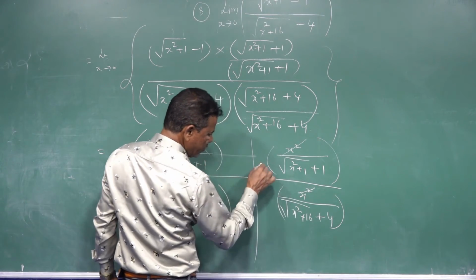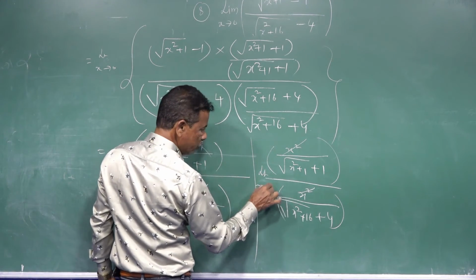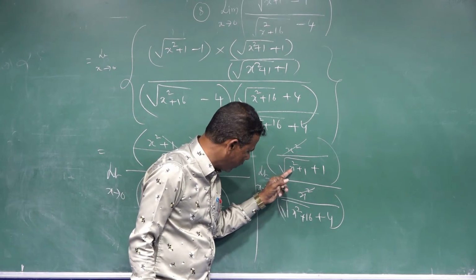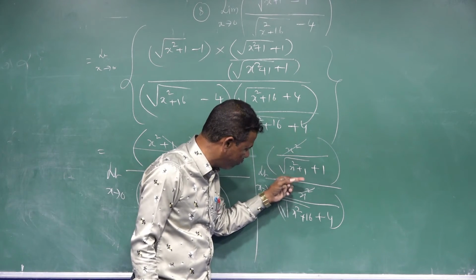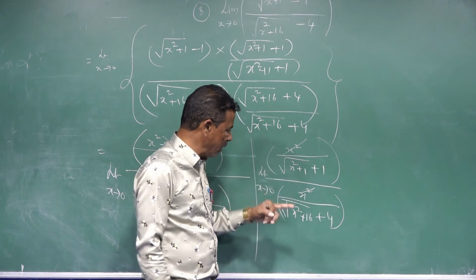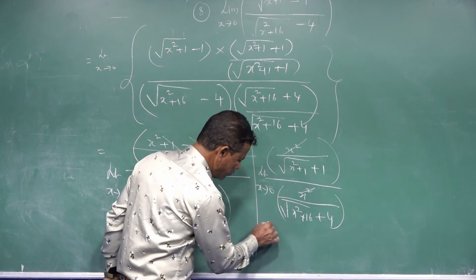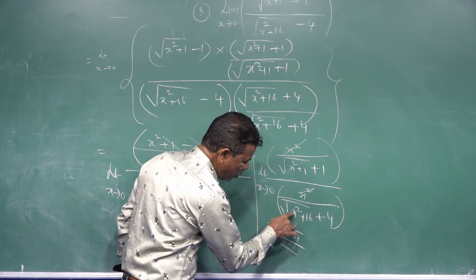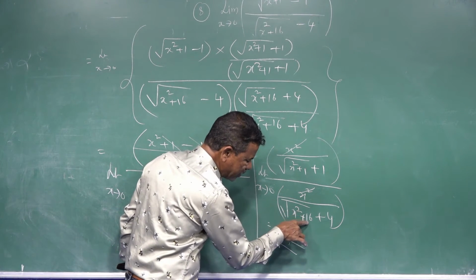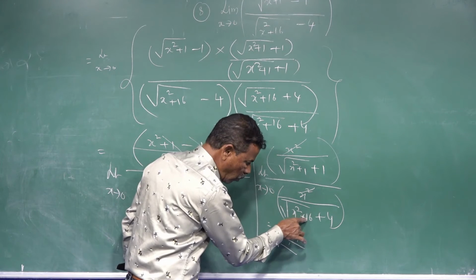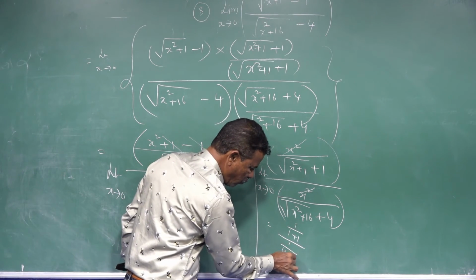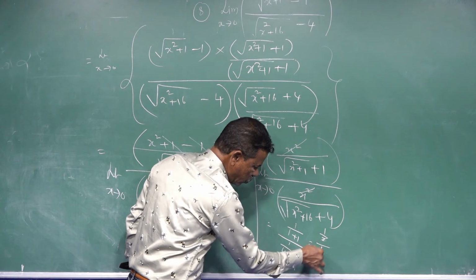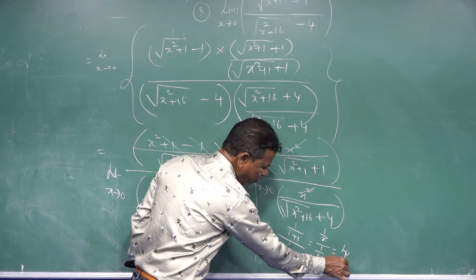This x square gets cancelled, whereas limit x tends to 0. Now apply 0. Here x square, 0 plus 1, only 1 in this term. 1 by 1 plus 1. Here also, 1 by root of 0 plus 16, root of 16 is 4, 4 plus 4. This is 1 by 2 divided by 1 by 8, two 4s. Finally, 4 is the answer.